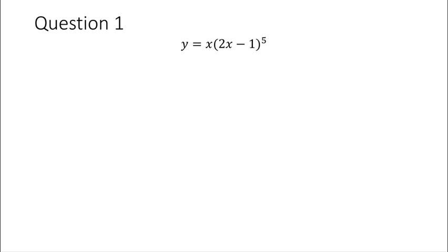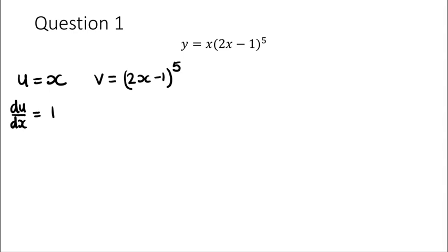So I'm going to call the first function u. So I'm going to let u equal x, and I'm going to let v be (2x minus 1) to the power of 5. So as I mentioned, we're going to do the first function of x times the second one differentiated, add the first one differentiated times the second function. So what I'm going to need to do is differentiate both of these. So I'm going to find du by dx, which is just 1.